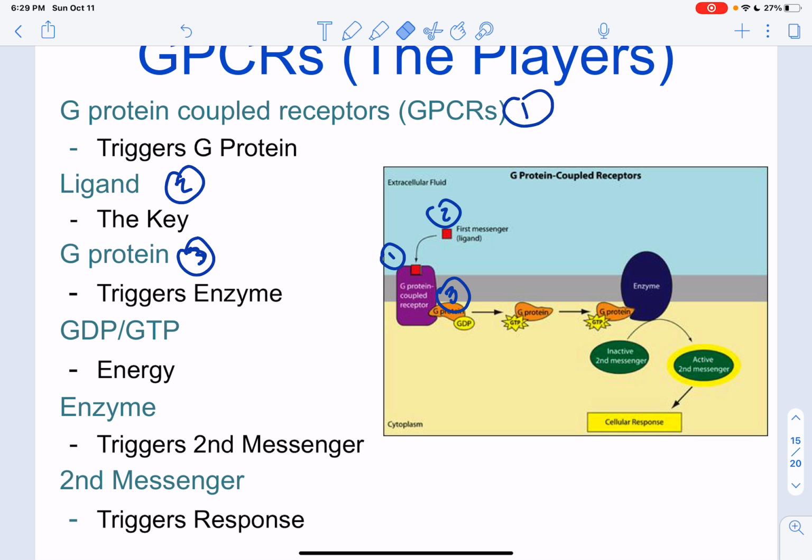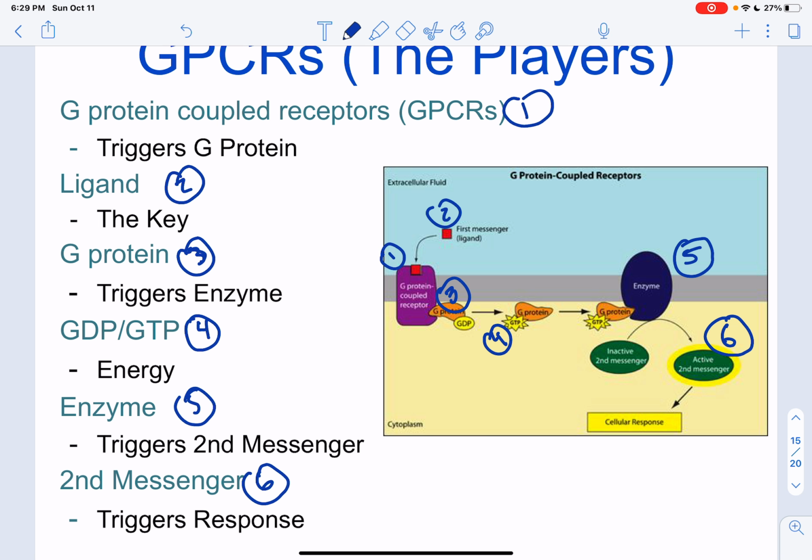We'll have our energy, GDP or GTP. Think of ATP, but it's basically just another form of energy. We're going to have the enzyme, which will trigger the secondary response, the secondary messengers. And then we'll have the secondary messengers, which will trigger the response. And so it's basically one thing turns on another. This turns on this turns on that, and etc.